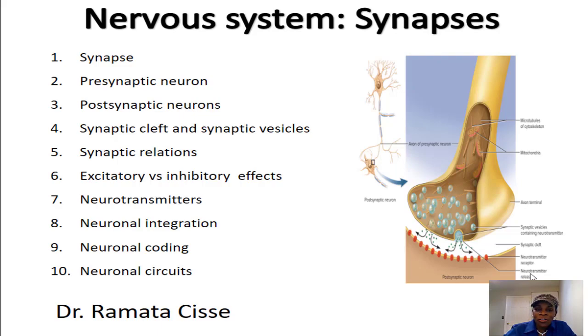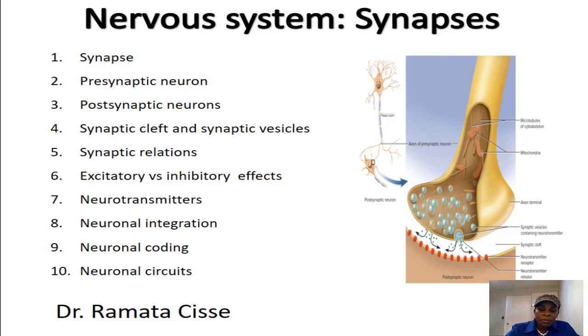Today we'll cover the nervous system, but specifically the synapses. We're going to define the synapse. What are the presynaptic, postsynaptic, synaptic relation, coding, circuit, different things about the synapse. The basic idea: how neurons talk to each other.